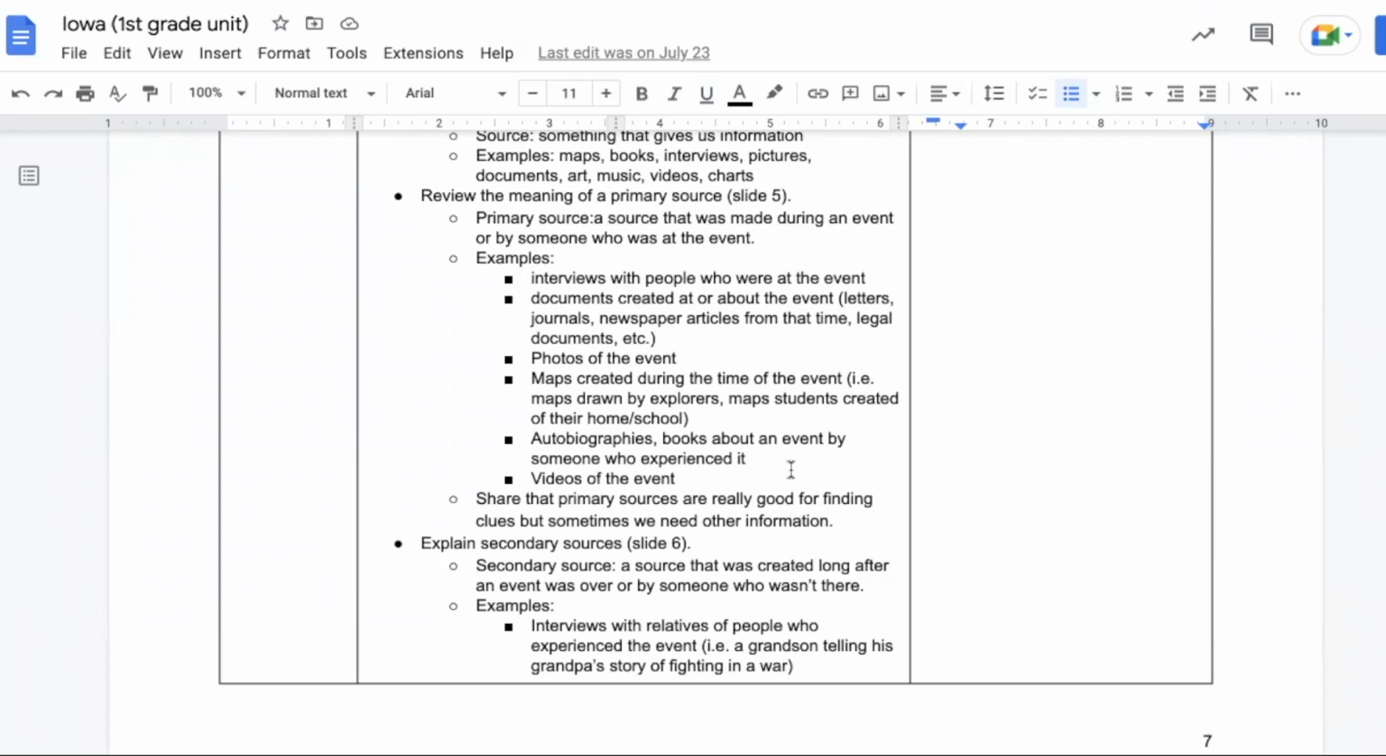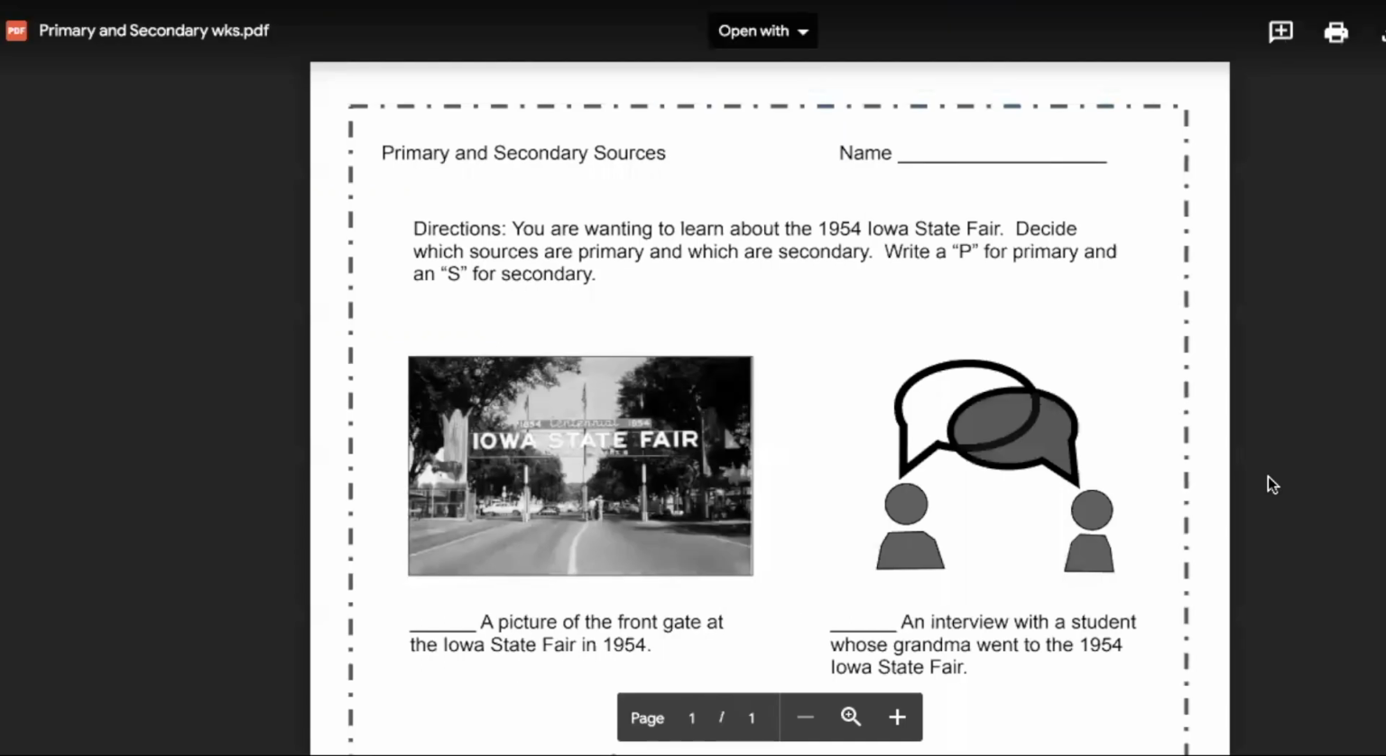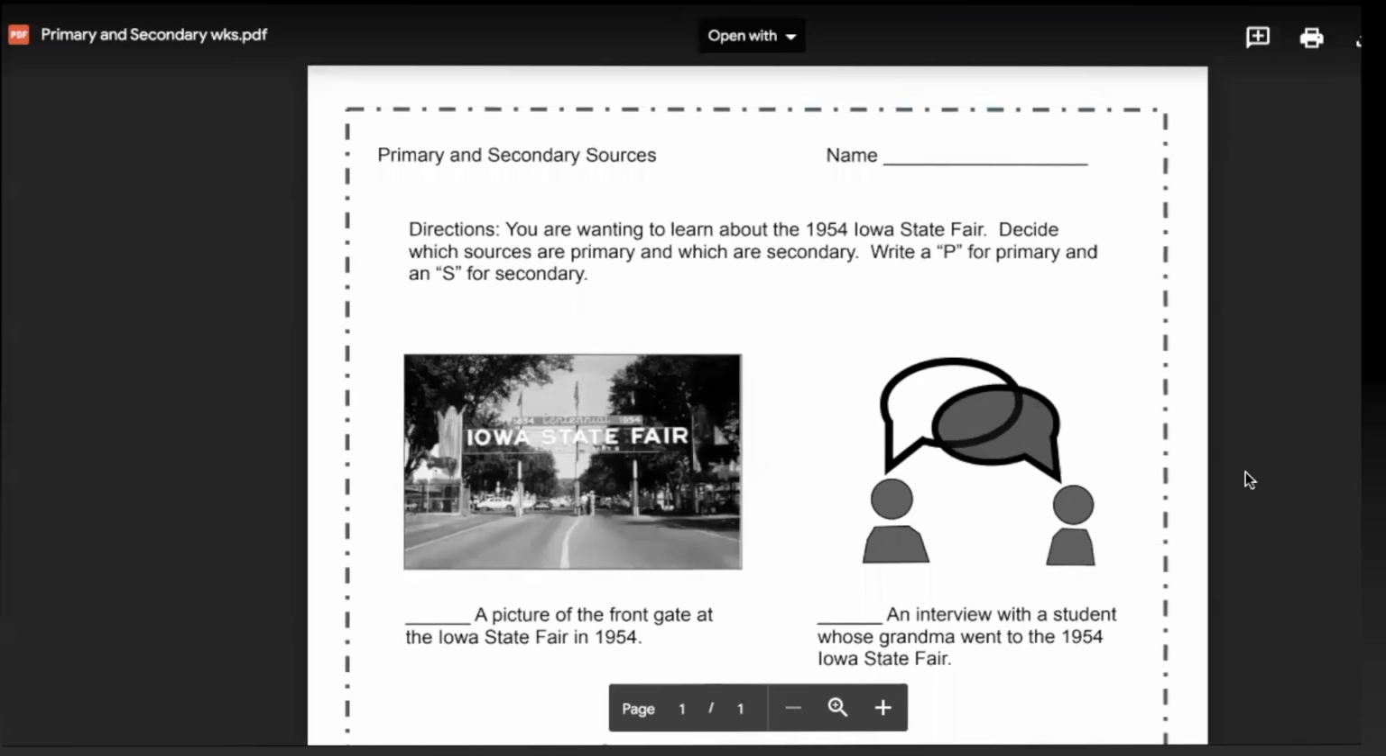A secondary source is going to be something that was created long after the event was over or by someone who wasn't there. So let's say someone had a grandma who saw a certain president get elected, but the grandma didn't write it down. The grandma told the stories to the grandkid, and then the grandkid eventually wrote it down. That would make it a secondary source. Versus if the grandma had written it down, it would have been the primary source. There's a primary and secondary sources worksheet that students can use to practice these. I'd recommend completing this in a small group or with a partner.